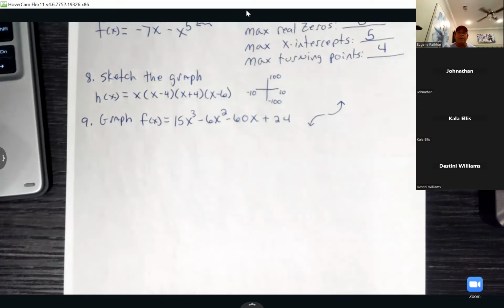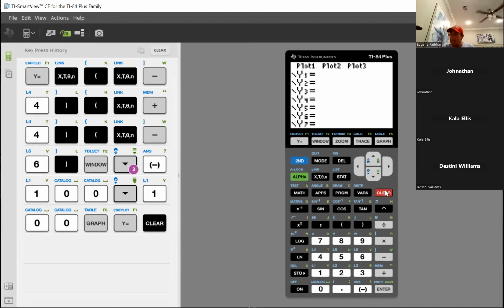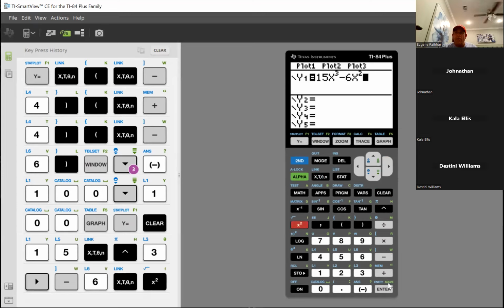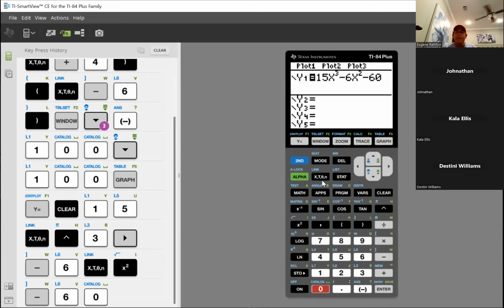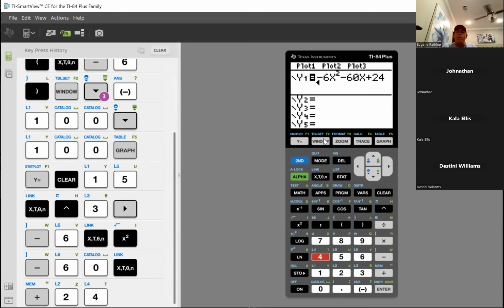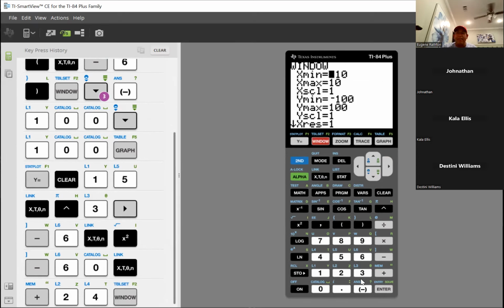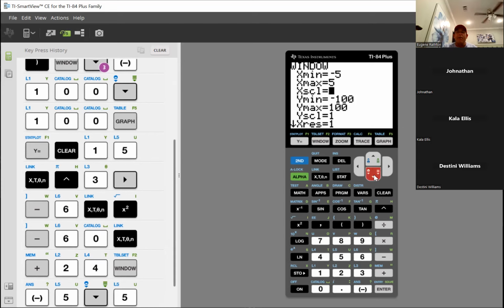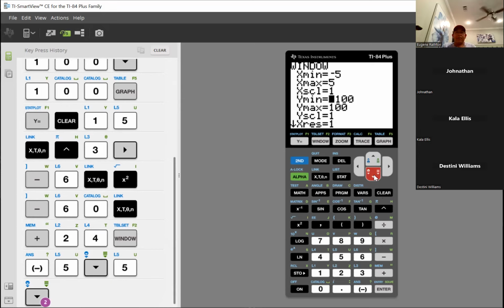All right, so let me go to the graph calculator. I'm going to go to y equals, clear that one out. So this was 15x to the third, minus 6x squared, minus 60x, and then plus 24. Now on the window, this one went from -5 to 5 on the x's. So I'm going to go -5, arrow down and make that one a 5. My y values went from -250 to positive 250.